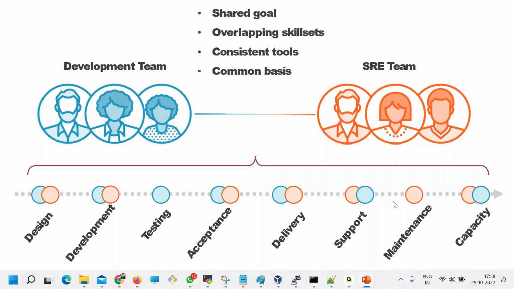In the SRE model, the ops team remains the ops team, but with a new mindset. The development team remains the development team, but with a new mindset. What is the mindset? As part of the SRE process, the SRE team should work with the development team during design, development, and acceptance testing, and the development team should work with the SRE team during support and capacity planning. So the ops team becomes SRE the moment you start working together. Are you understanding, all of you, or no?